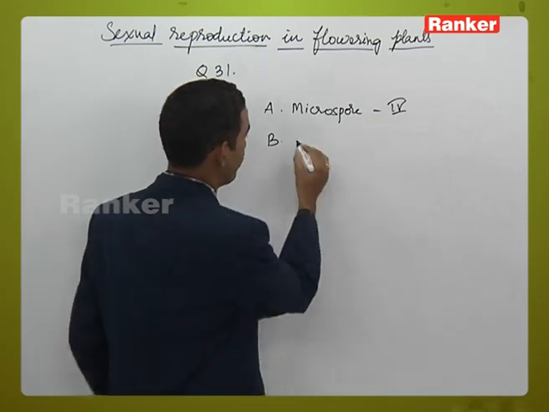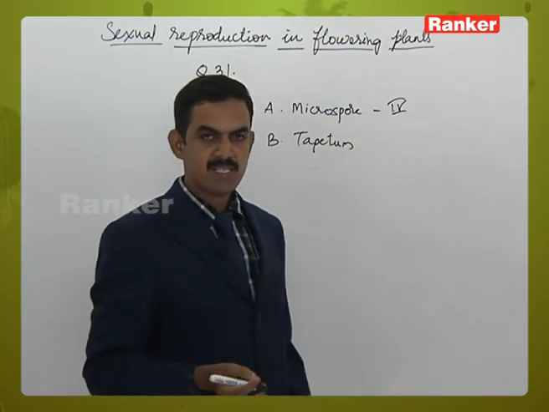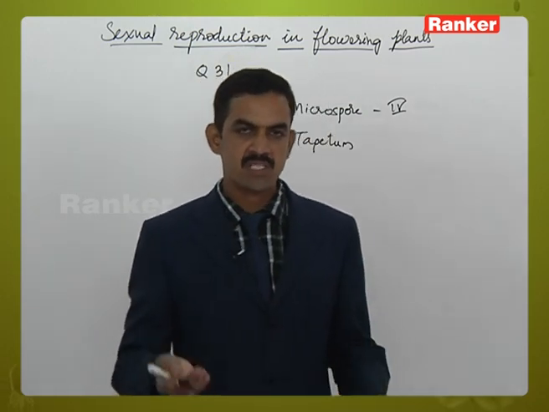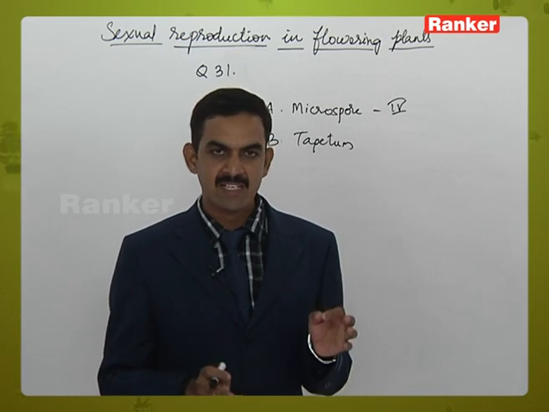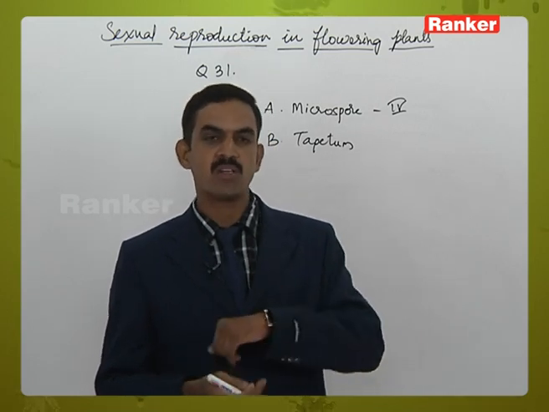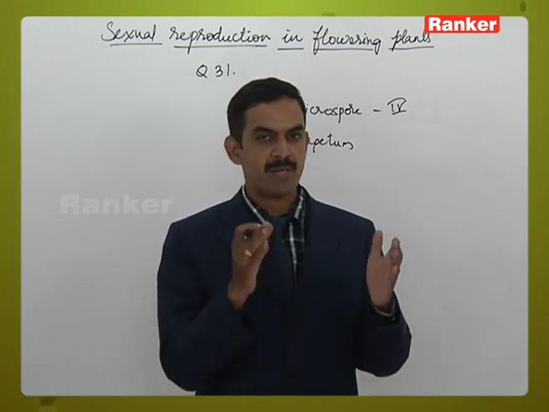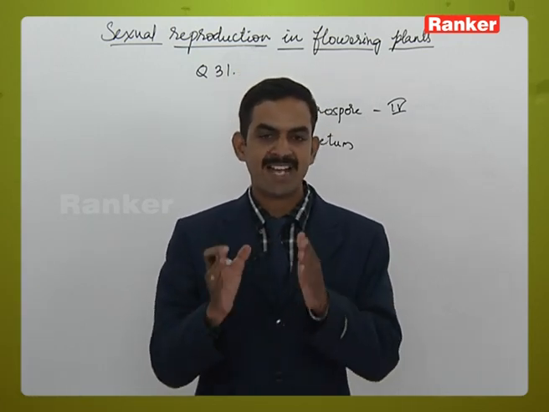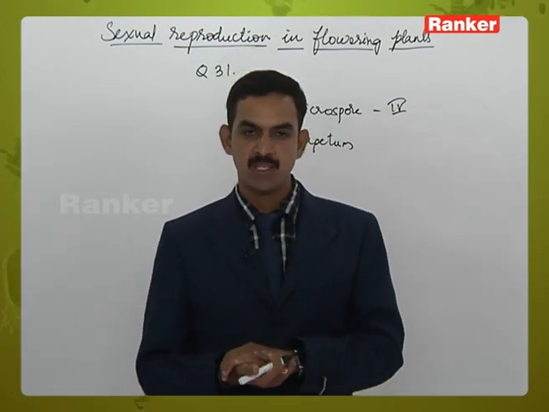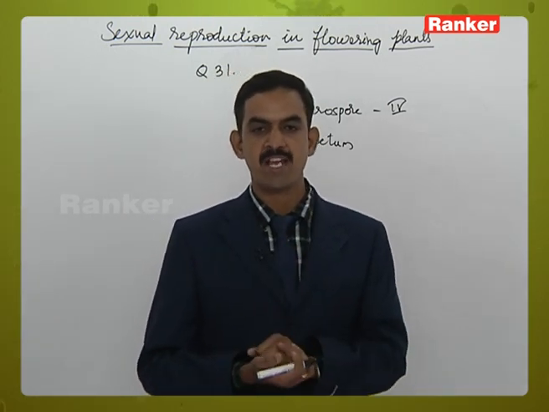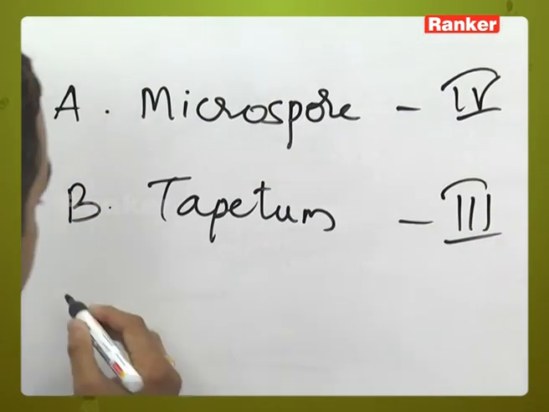B is tapetum. Tapetum is the innermost layer of the anther wall, which is nutritive tissue. Generally it contains 2 nuclei in each cell, or sometimes more than 2 nuclei, and it is nutritive in function. Based on these characters, let's see which character is related to the tapetum in list 2. In list 2, the third option is bi or multinucleated cells. So that exactly suits tapetum.